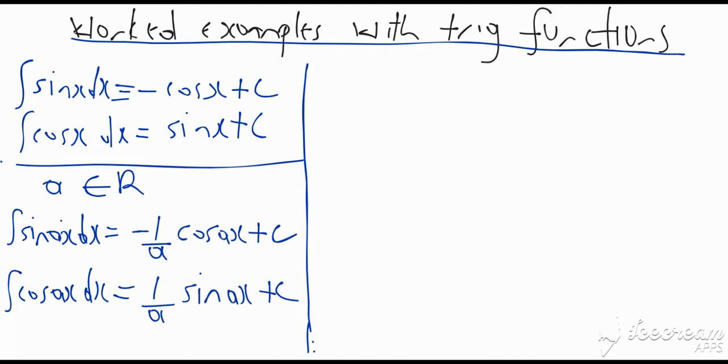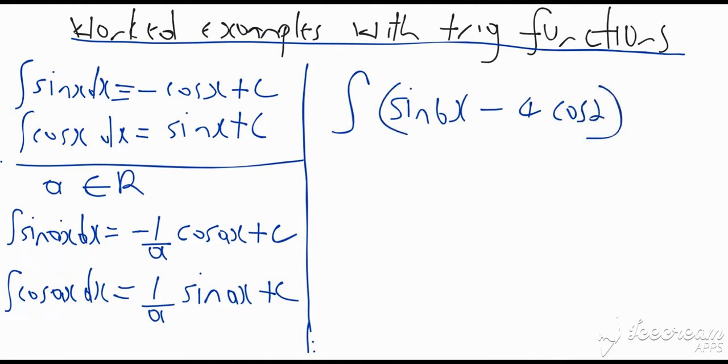All right, let's put in a simple question. So what if I now had the integral of sine 6x minus 4 cos 2x with respect to x? All right, so we can look at the sine 6x first. So we differentiate that 6x, which is going to give me 6. So I'm going to have 1 over 6. When I integrate sine, I get negative cos. So we put a minus at the front, and we have cos 6x.